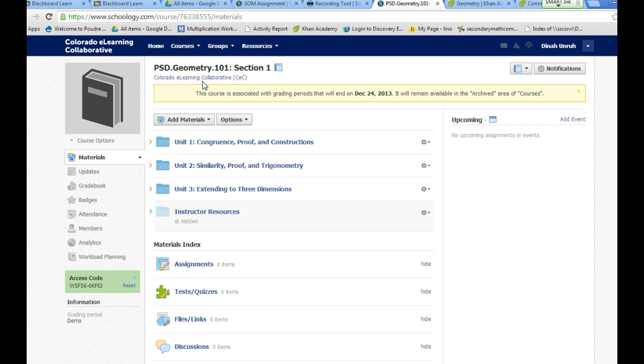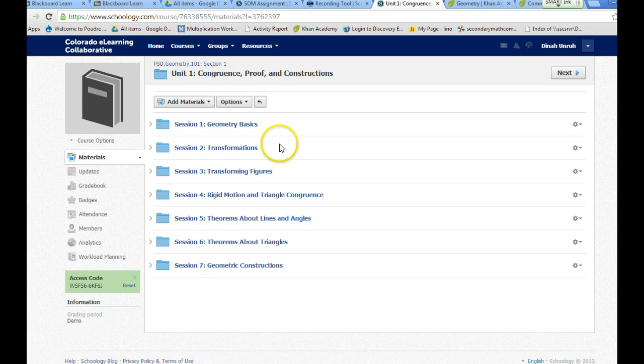The first semester really has 3 units that I've come up with. The first one being congruence, proof, and constructions. Within that unit, we will have 7 different sessions. I didn't want to break my class into weekly sessions, but keep them kind of task and goal oriented instead of week oriented. I think just looking through the Common Core, it's really going to help a lot more to do that. So I started with these 7 sessions in Unit 1.